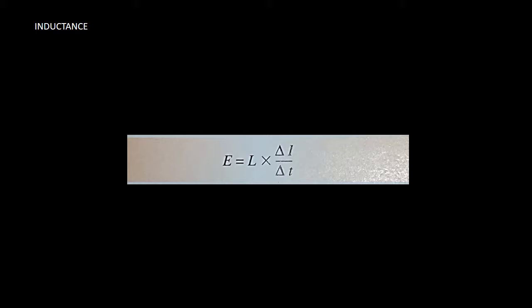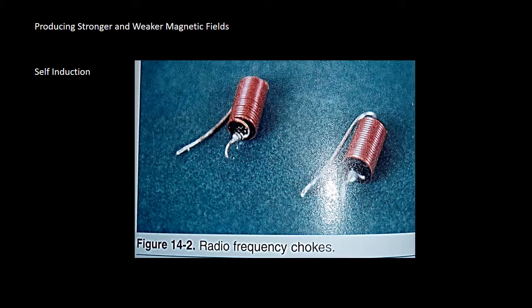Producing stronger and weaker magnetic fields. The strength of an induced voltage depends upon the strength of the field, and a stronger magnetic field produces a higher induced voltage. This magnetic field can be strengthened by inserting a core in the coil. An iron core has higher permeability than air and concentrates the lines of force. This concept was explained in the study of magnetism in Chapter 9.